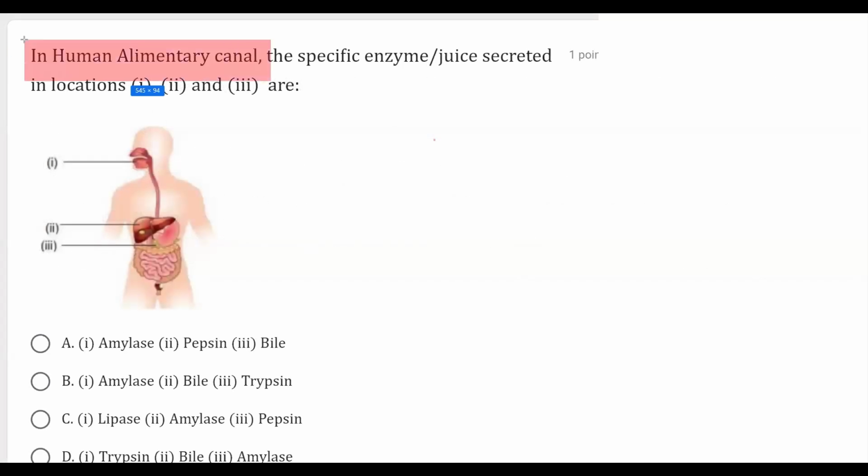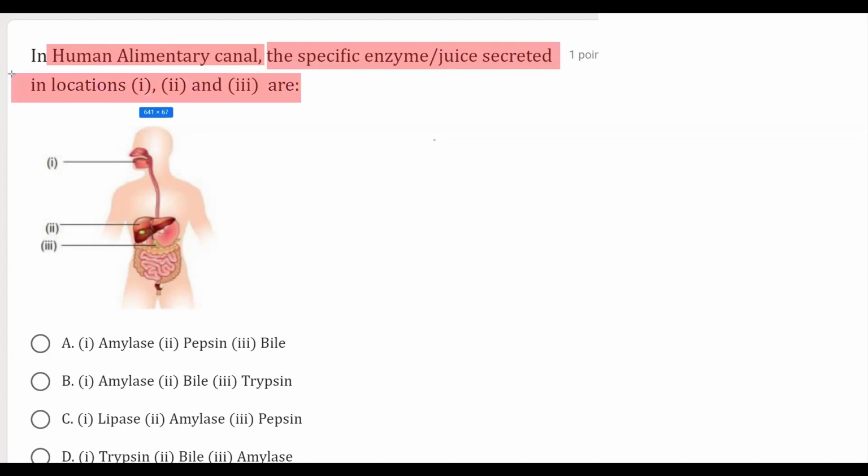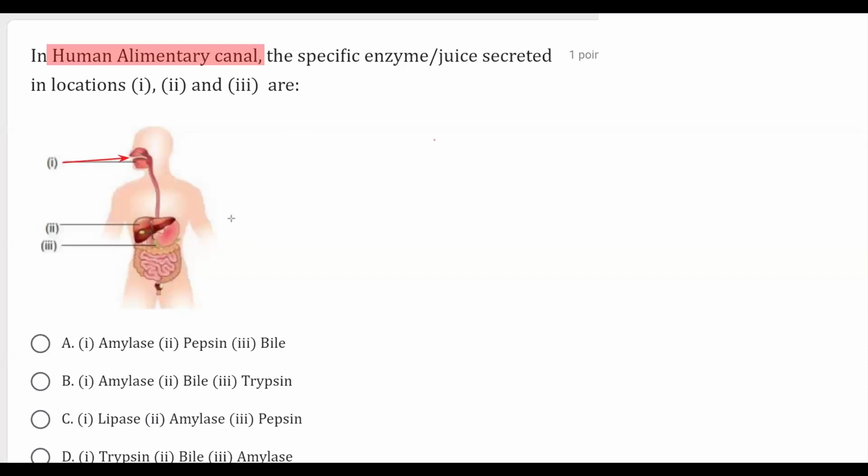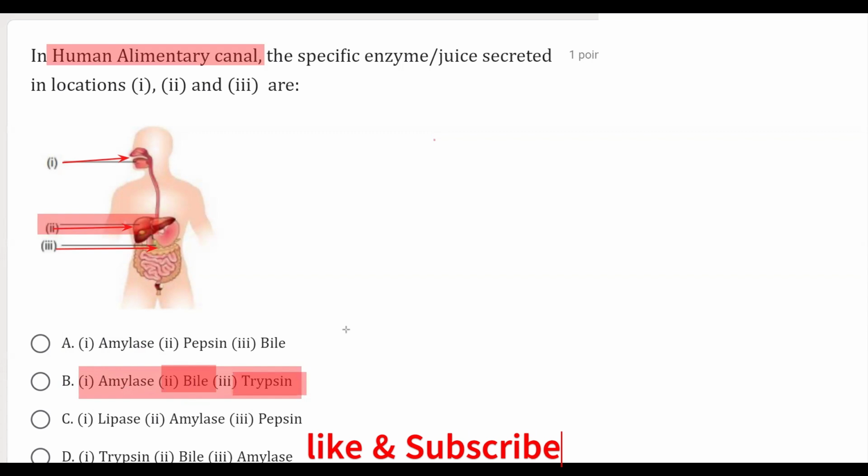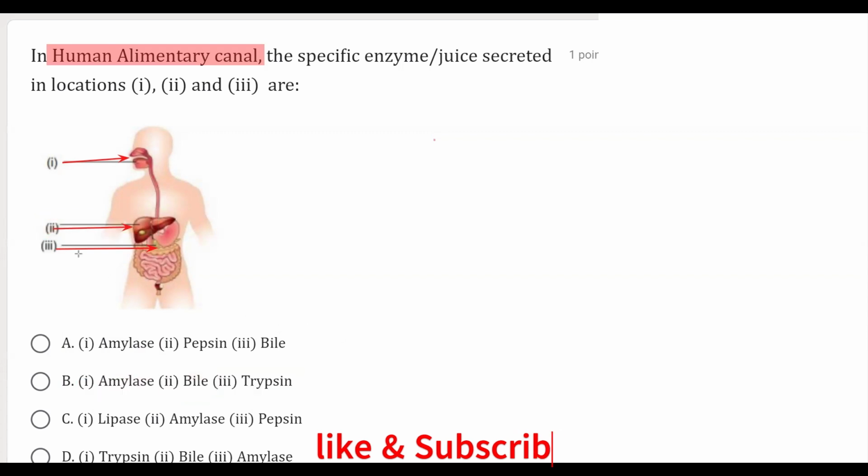The next question is diagram based. As we can see, the human alimentary canal is given, along with the specific enzymes or juices secreted at each location. The first one here is the buccal cavity, which releases salivary amylase. The second one is the liver, and the liver secretes bile juice. The third one is the pancreas, and the pancreas releases trypsin and lipase. Salivary amylase is there in these two, but bile is in the second part. And trypsin, as I said, is a protein digesting enzyme which is released by the pancreas.